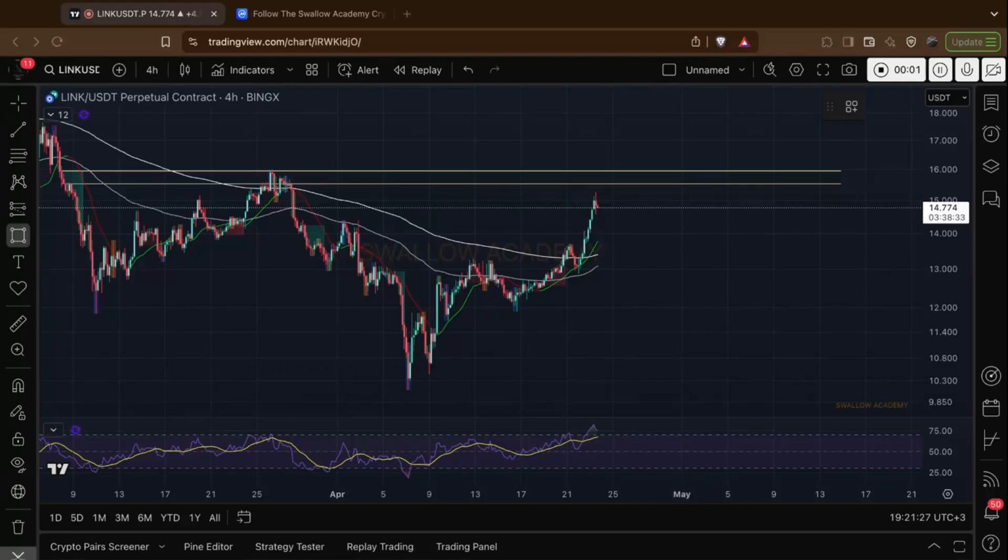Welcome back everyone to another technical analysis, and today we are taking a look at Chainlink coin.